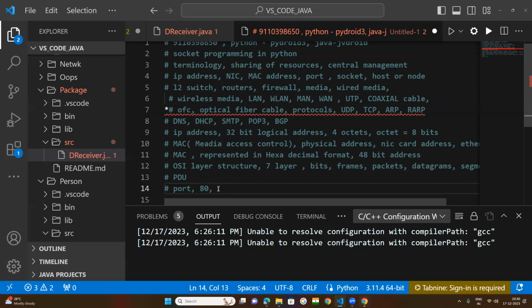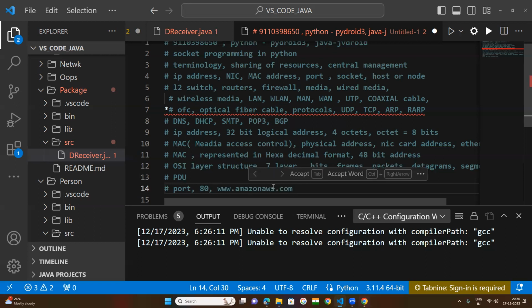So at port number 80, you are accessing the web service. At the same time, you are accessing www.amazon.com. That amazon.com is a host name. That is a host name. So for that, www.amazon.com.